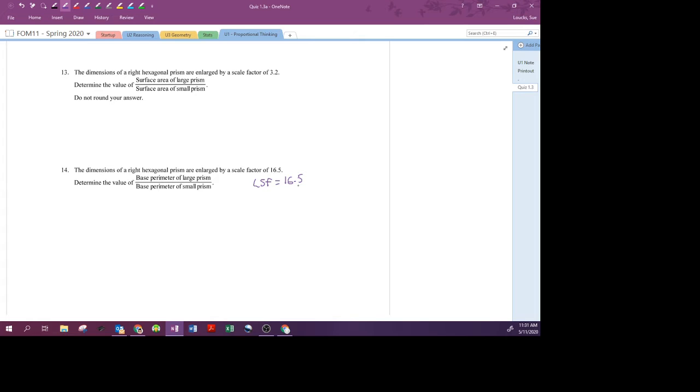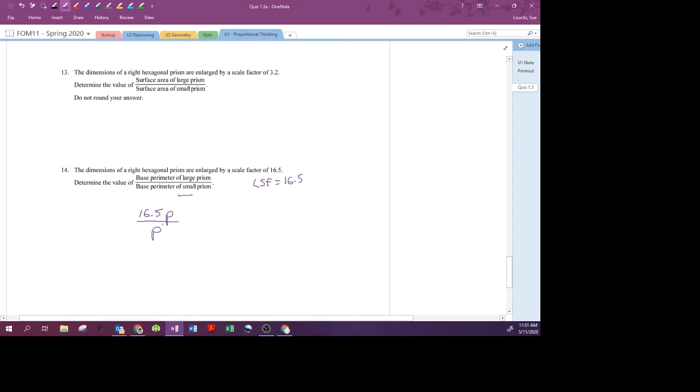Okay, so it says determine the base perimeter of the large prism over the base perimeter of the small prism. So we're talking about perimeters. Let's just make up a number and call it P. And it's an enlargement, so the original is the small one. The base perimeter of the small one is just P, okay? And then the perimeter of the large prism is going to be 16.5P because it's a linear scale factor applied.